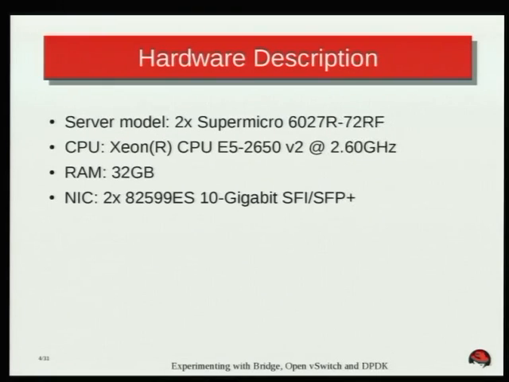So, hardware descriptions. I have 2 server models, Supermicro. It runs a Xeon CPU, model E5-2650 version 2. It's 32 logical CPUs and 2 different sockets. But my network card is attached to socket 0, so I'm isolating everything to just one socket. 32 gigabytes of RAM, and the network card is an Intel 82599. It's a dual port 10 gigabit network card.